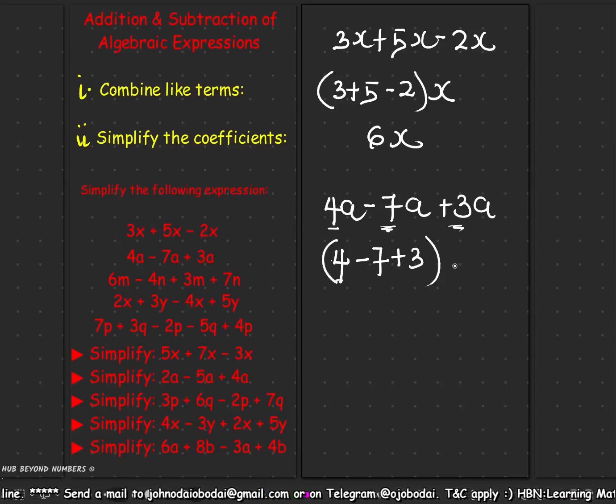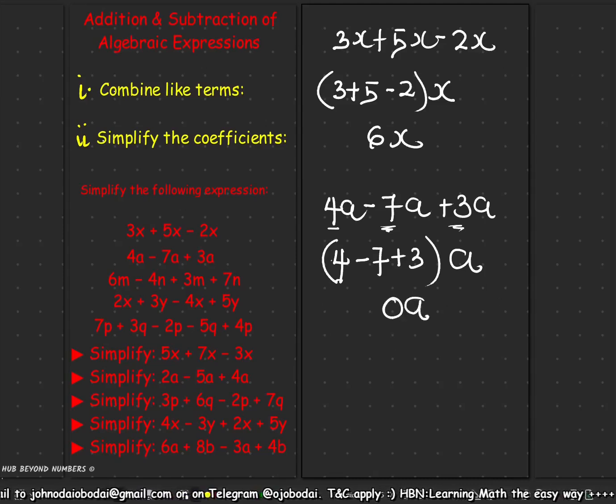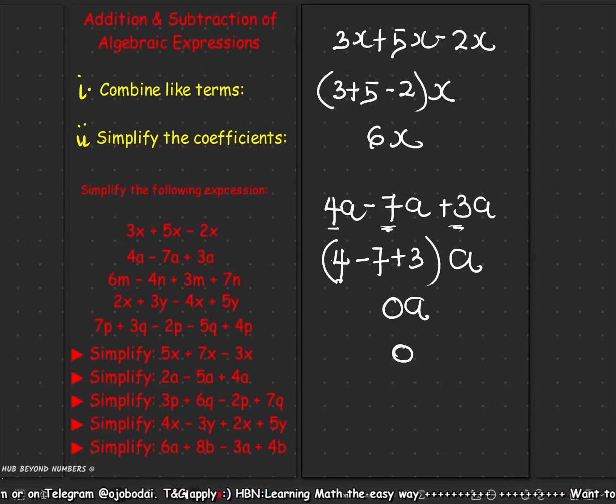And they all have a variable of a. So 4 minus 7 gives us a negative 3. Negative 3 plus 3 gives us a 0. So we have 0a. And 0a simply means what? 0. So simplifying this here gives us a 0.